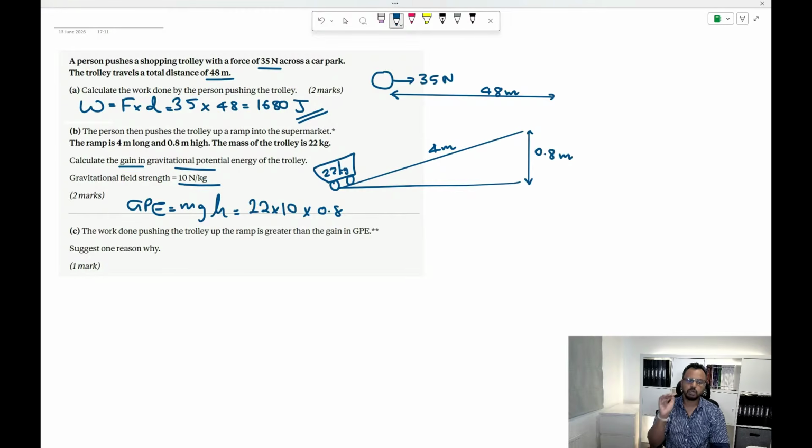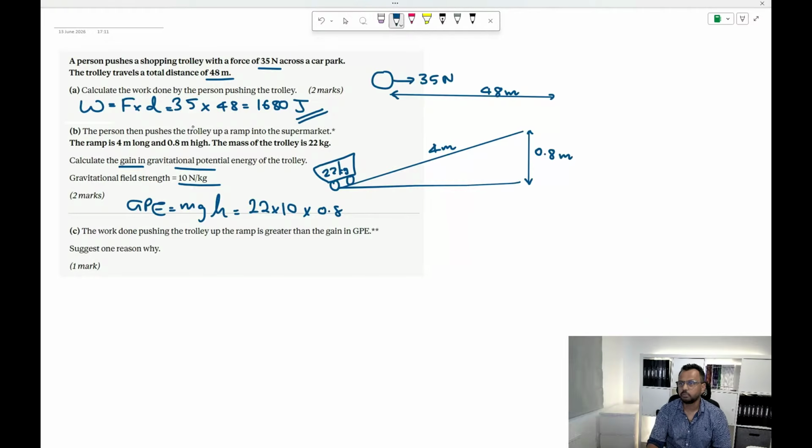9.8. But if the question says to go with 10, go with 10. Having said that, usually, if you put 9.8 instead, you are still going to get the mark. Usually the mark schemes allow it because it's a more correct exact value, but don't bother, just do what the question says. The question says 10, go with 10. So 22 times g is 22 times 10.